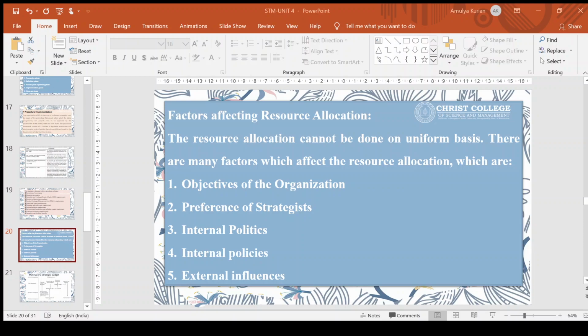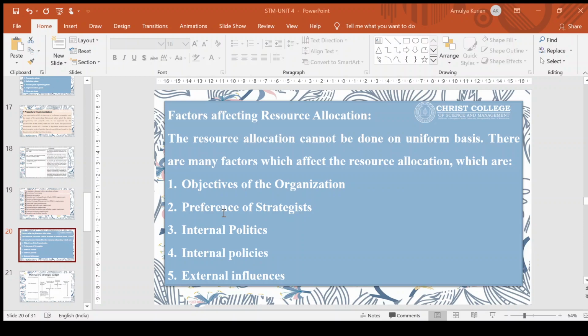Then the second one is preference of the strategist. Based on the preferences of the top management who is making the strategies, it will determine the resource allocation. Next one, internal politics. Of course, wherever we are, there will be certain people who will be possessing more power, and there will be some ways by which this will be influencing resource allocation. So some departments of businesses will be more powerful and they will be getting more resource allocation. So those are internal politics.